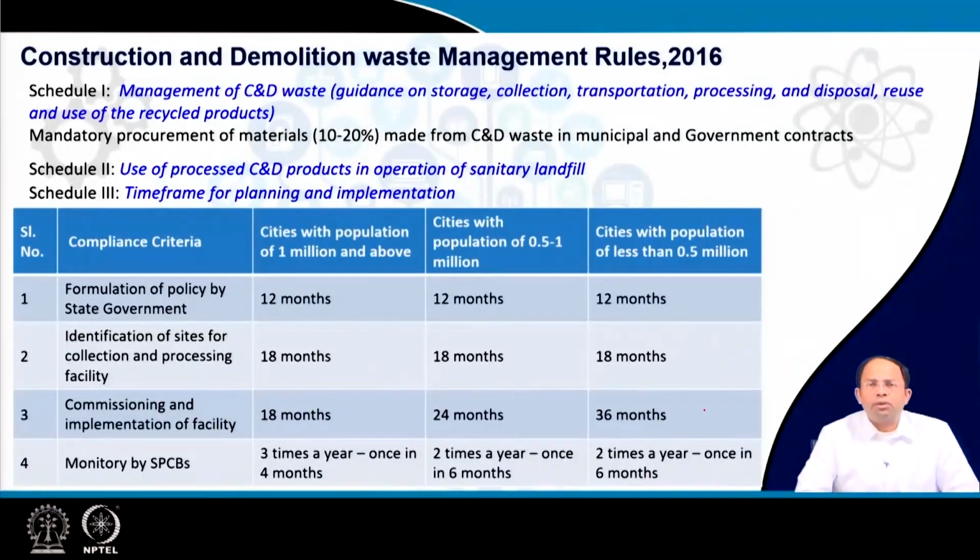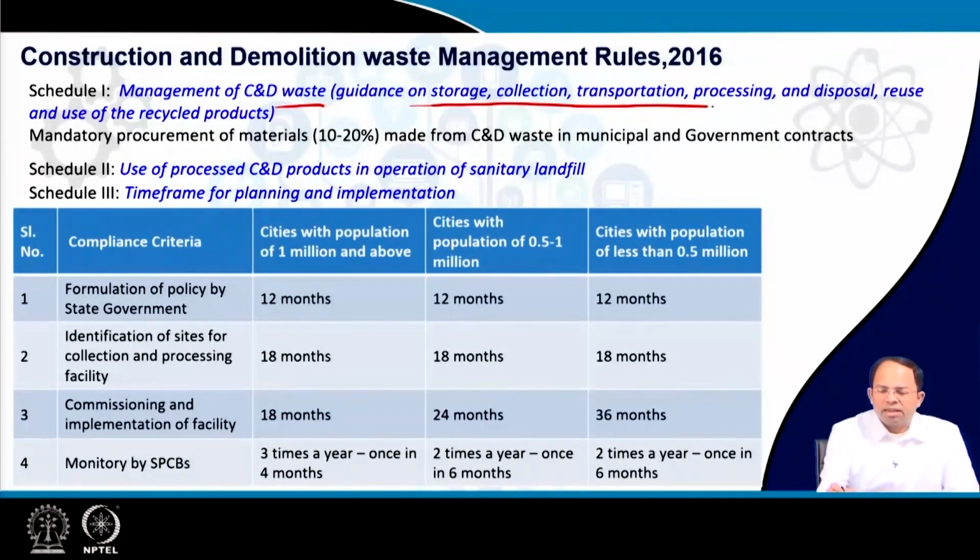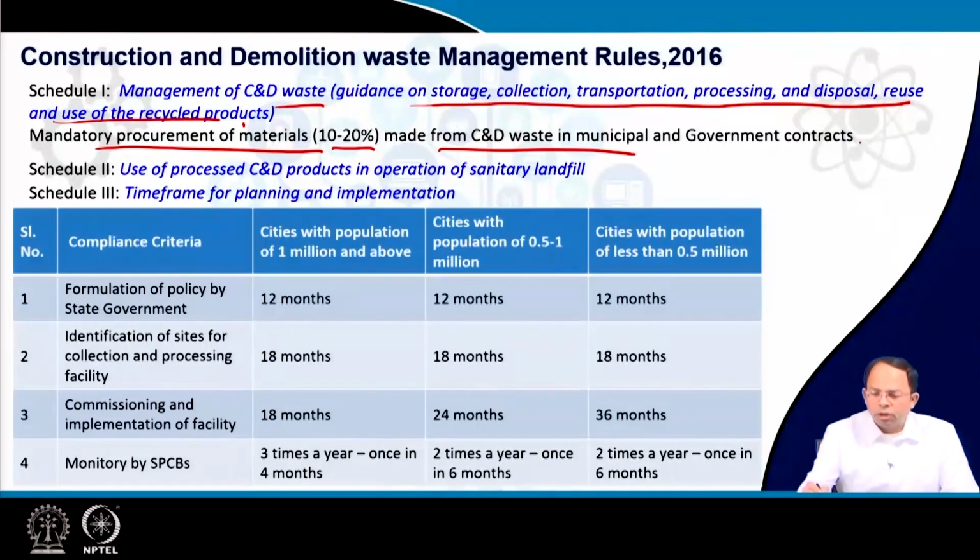So three additional schedules are given in the rules. Schedule 1 is management of C&D waste, which is guidance on storage, collection, transportation, processing and disposal, reuse and use of the recycled products. Then there has to be mandatory procurement of material, 10 to 20% made from C&D waste, in municipal and government contracts. All these activities are more or less the same as the standard other waste streams of solid waste management. In solid waste management, we have different kinds of waste streams, and we have learnt about how to collect and transport them. The same things also apply for construction and demolition waste. The difference is that after processing, there is mandatory procurement of materials to facilitate the recycling process.